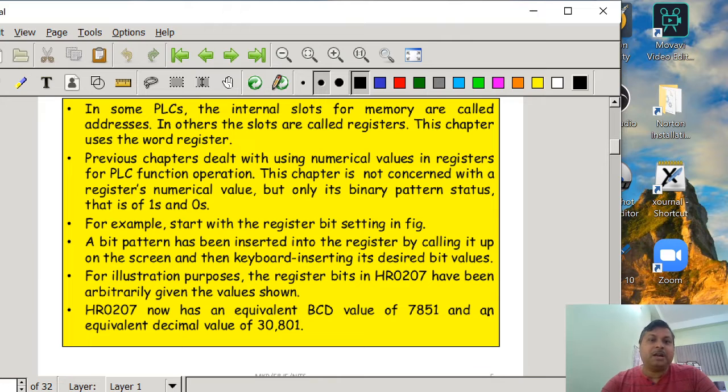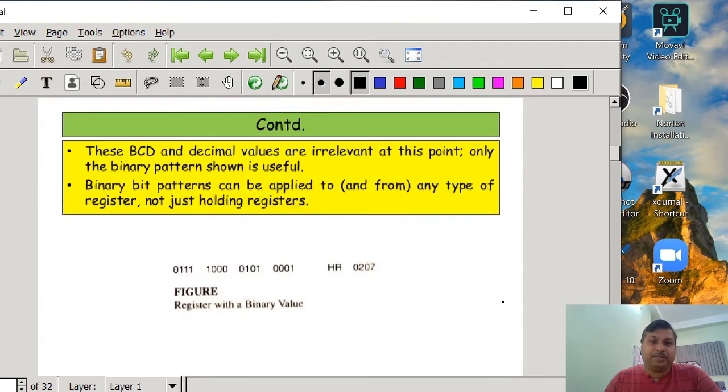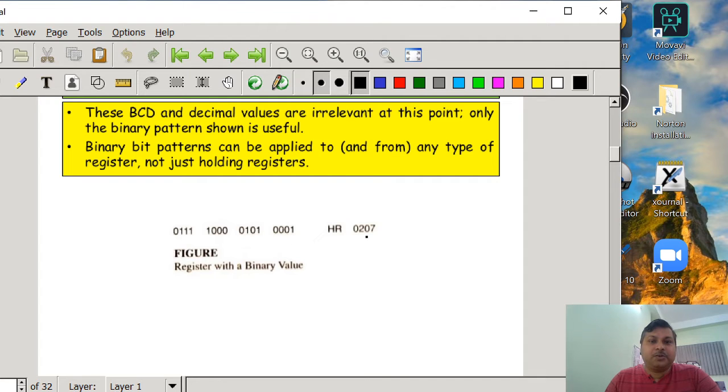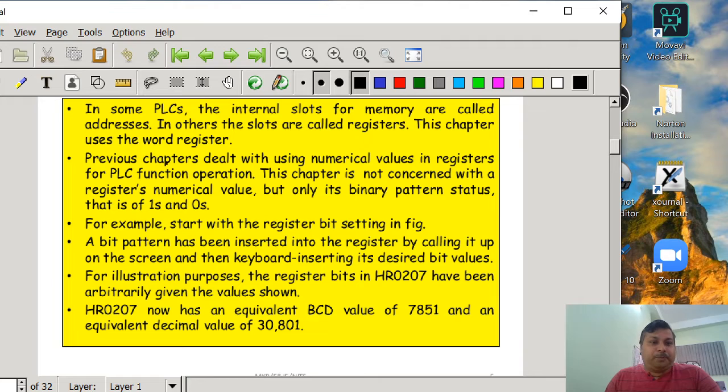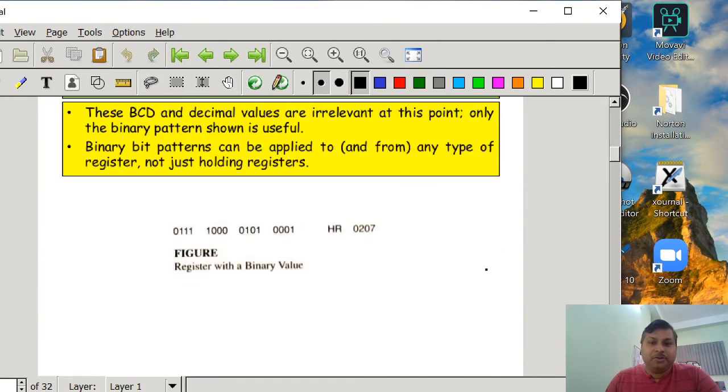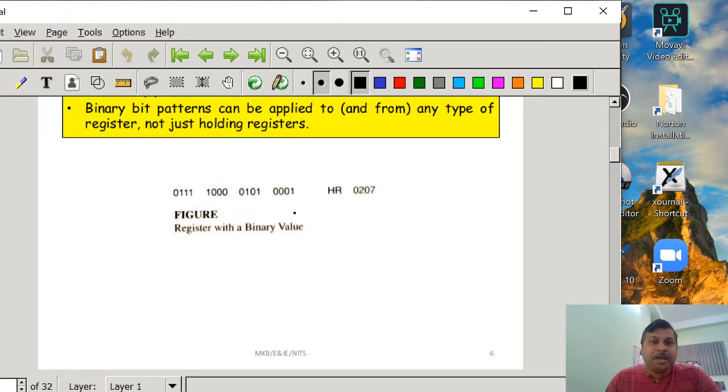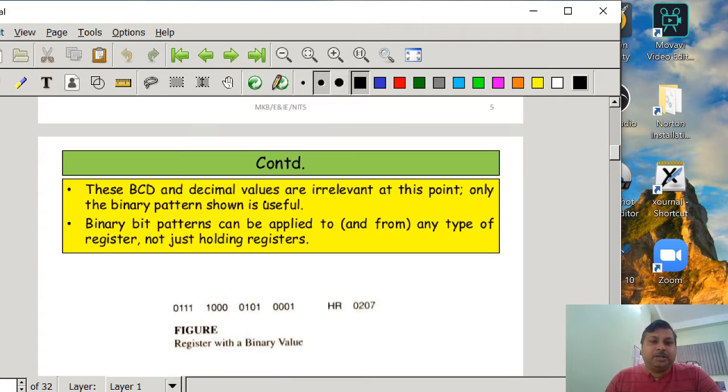For example, start with the register bit setting in the figure. Suppose we have a holding register 207 and this is the bit pattern. Okay, so this is a 16-bit pattern. We have 0111 100 0101 001. The bit pattern is inserted in the register by calling it up on the screen and then keyboard inserting its desired bit value. So we have to call this HR207, and bit by bit by keyboard we have to insert the values inside each position.